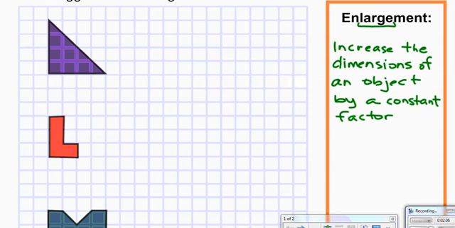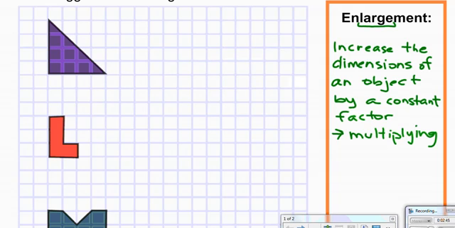So an enlargement is when you increase the dimensions, so the length and the width or the base and the height or whatever you want to call it, of an object by a constant factor. And so this means we are going to be multiplying. Okay, so just by adding 1 to the side lengths, that's not an enlargement. An enlargement is actually using a factor, so multiplying each side length by the same constant amount to make all side lengths larger by the same amount, keeping the ratio equal.